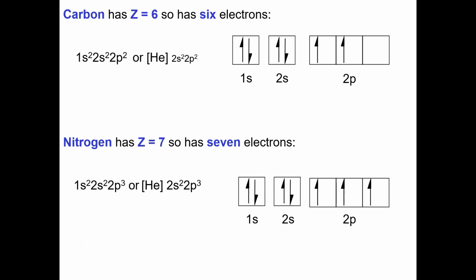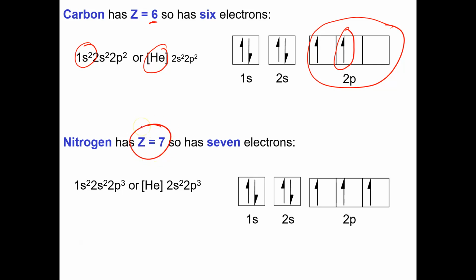Okay, so as we move further across period 2, it's going to get quite boring because we're going to be filling up this 2p subshell here, aren't we, right? Steadily filling that up. So carbon has 6 electrons because it has atomic number 6. So we've got 1s2, 2s2, 2p2. And of course, again, we can replace the core electrons with the symbol of helium in square brackets to give the condensed electron configuration. Note that we put the second electron that goes into the 2p subshell into its own orbital.